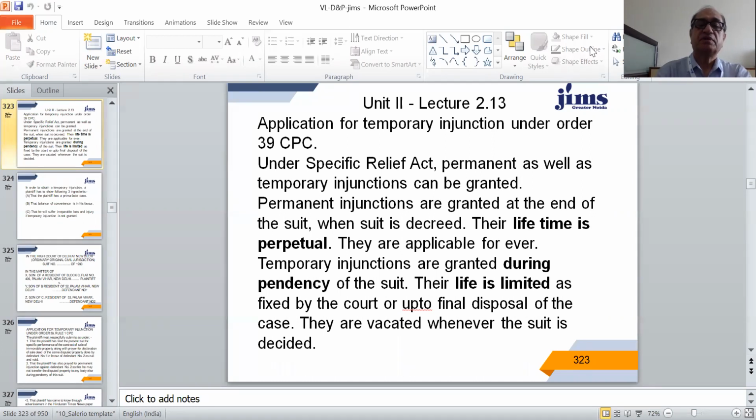And you must know that permanent injunctions are granted at the end of the suit. When the suit is decreed, their lifetime is also perpetual. They are applicable forever. Whereas temporary injunctions are granted during the pendency of the suit and their life is limited as fixed by the court or up to final disposal of the case. They are vacated whenever the suit is decided. So this is the position and distinction between a permanent injunction and a temporary injunction.